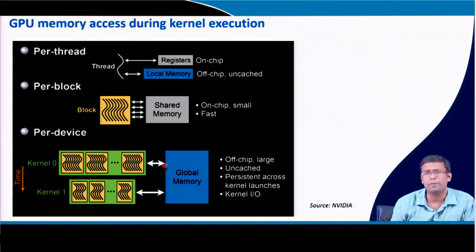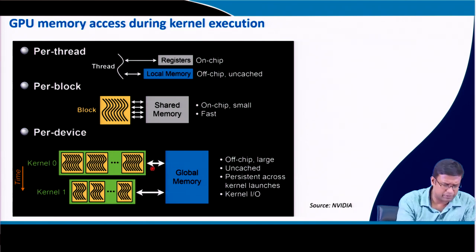So, whatever we are copying from the CPU memory is copied into the global memory, and the kernel reads from the global memory. This is usually uncached, but from kernel to thread level we can see there are L1 and L2 caches in modern GPUs, and the kernel can read and write to the global memory, etc.